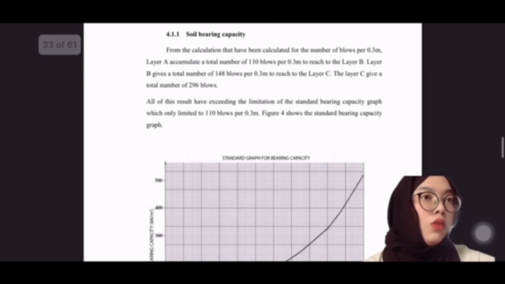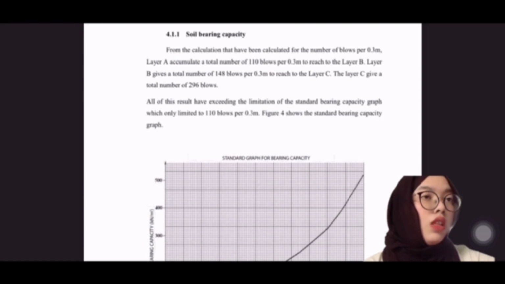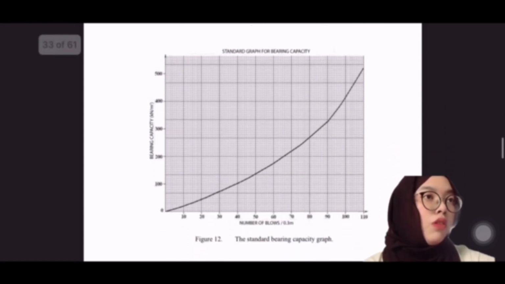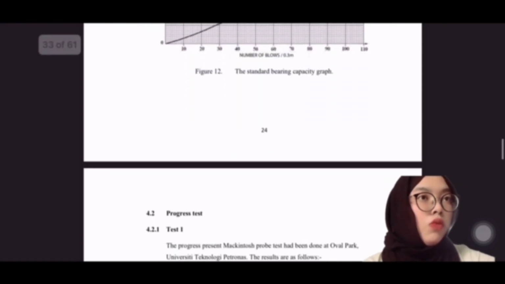Layer B gives a total of 148 blows per 0.3 meter to reach the layer, and the last layer gives a total of 296 blows. All of these results exceed the limitation of the standard bearing capacity graph, which is limited to 108 blows per 0.3 meter. So this is Figure 4 that shows the standard bearing capacity graph. And then we move to the progress test.